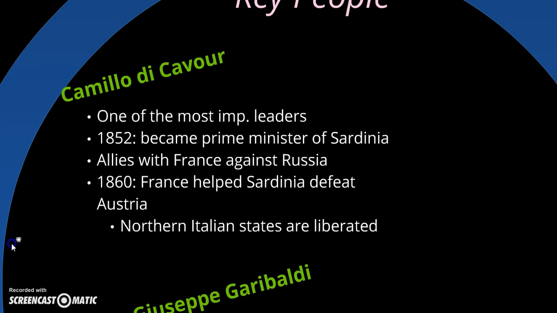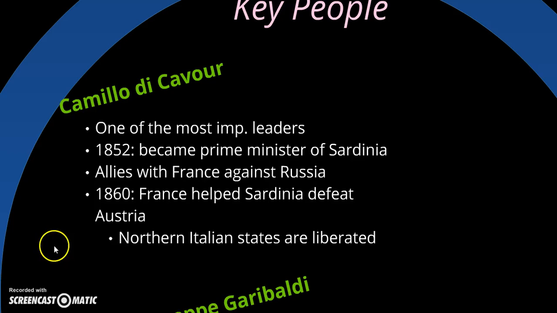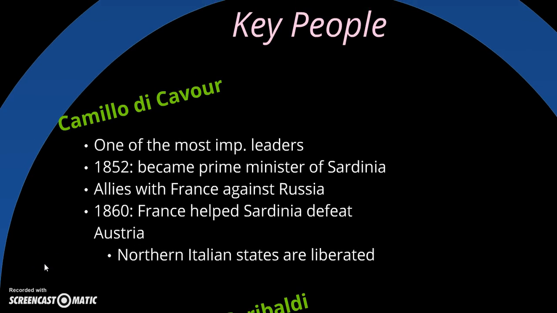In addition to Mazzini, let's take a look at a couple other key people in the process of Italian unification. Our first one is Camillo di Cavour. He's one of the most important leaders. In 1852, he became the Prime Minister of Sardinia, and he allied with France against Russia. That was one of his first political moves. So the Sardinians and the French team up together against Russia. In 1860, France helped Sardinia defeat Austria, and then last, northern Italian states were liberated as a result.